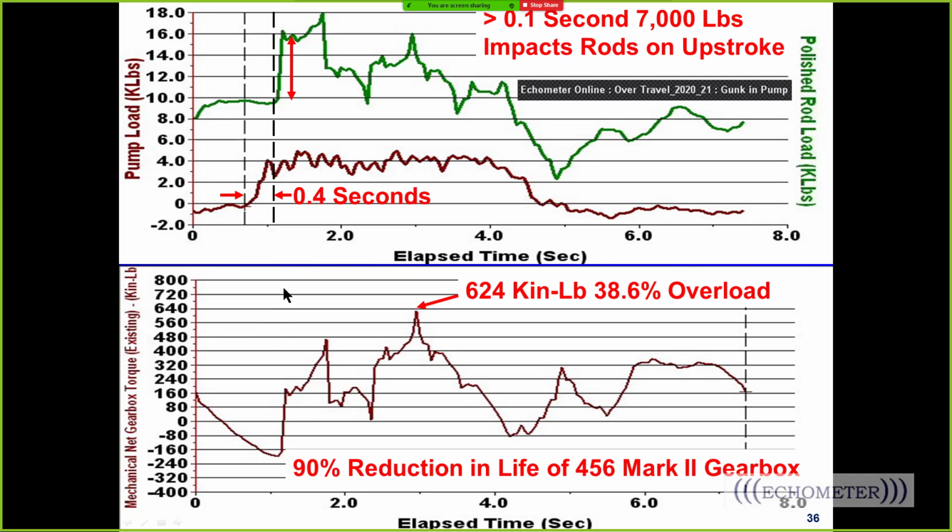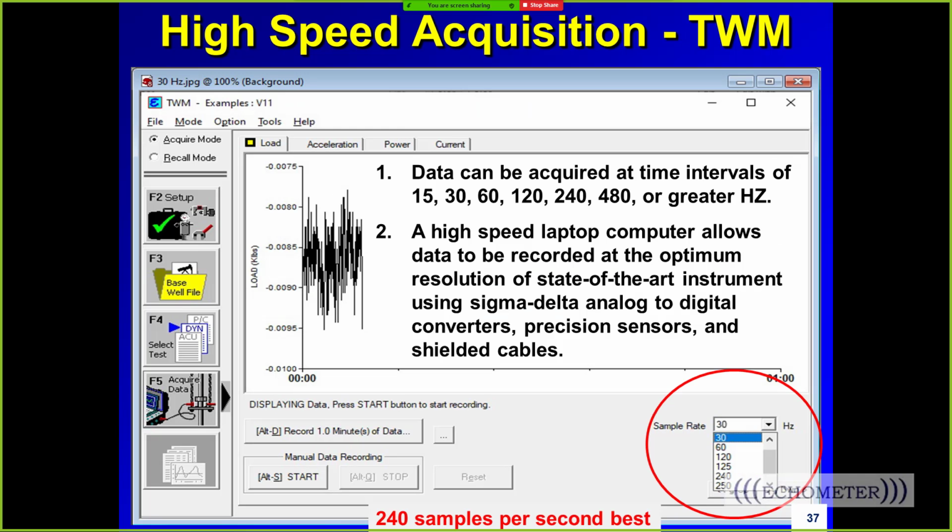Does the impact load impact the gearbox? And the answer is yes. When you look at this 456 gearbox right here, it's in that torque, and just the echo of the impact load right there on the upstroke caused the gearbox to be overloaded by 40%, which would result in a gearbox life of maybe just 1 year. So it's a huge reduction in gearbox life when you have these sudden impact loads, not only impacting the rod string, but impacting the rest of the artificial lift equipment on the well.